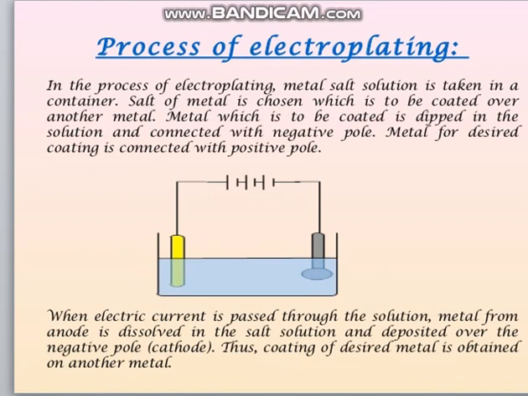Okay, so the metal whose layer has to be made, that metal should be used as anode. I repeat, the metal whose layer has to be made over the material, over the article, that metal should be used as anode. And the article on which we have to make the layer, that article we should use as cathode.